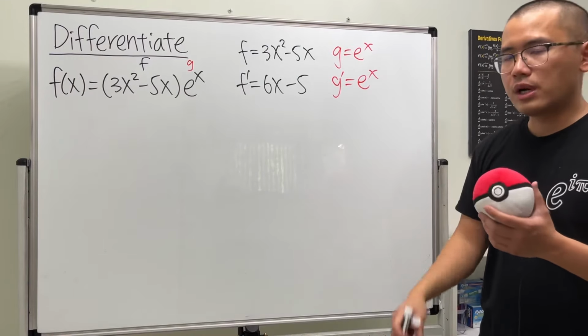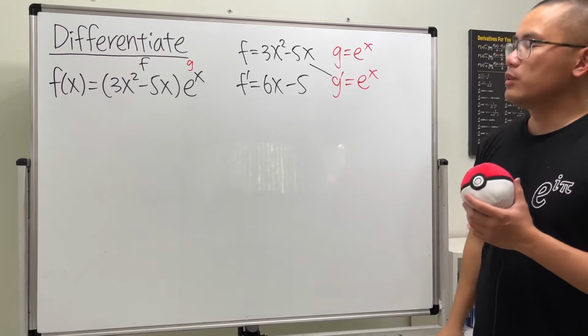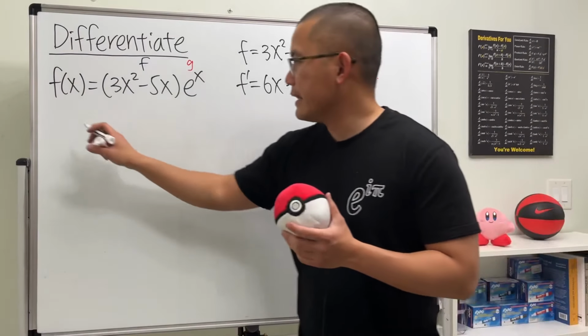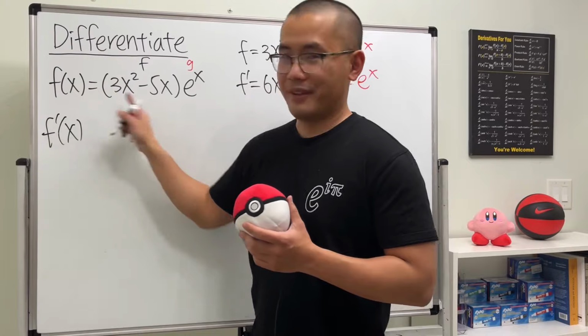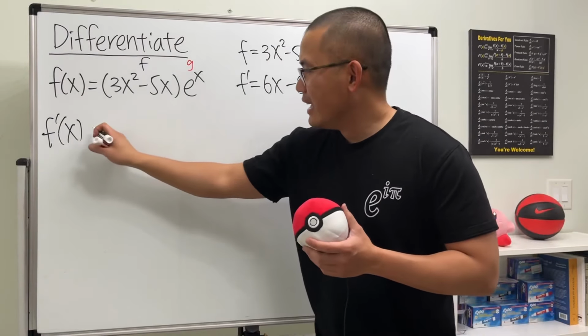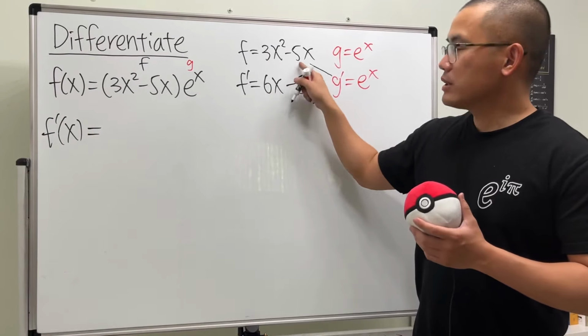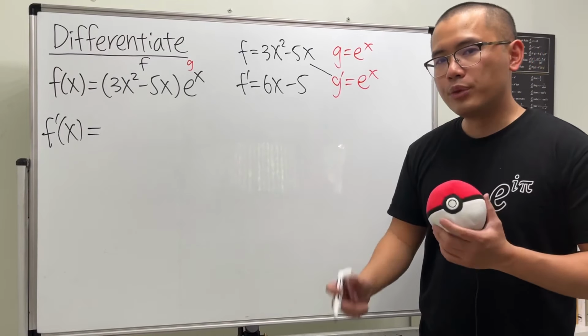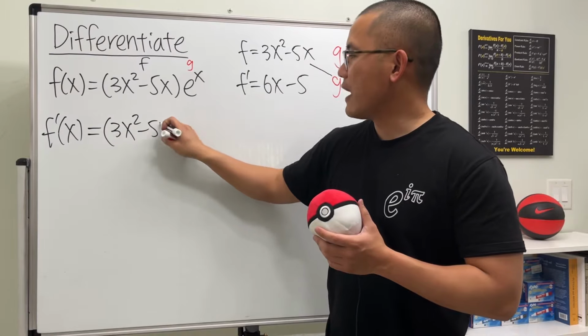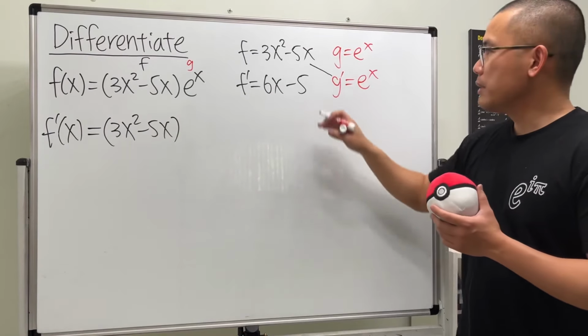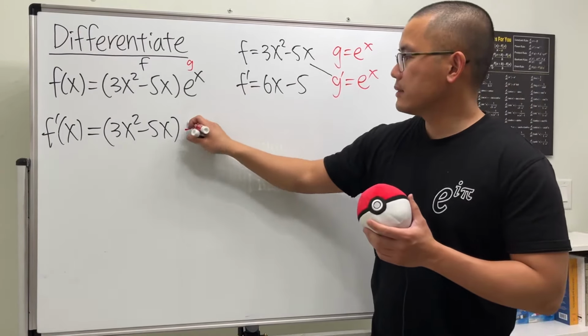Now we can construct our answer. This times this will be the first part of the answer. And that will be f prime of x. And this right here is for the whole thing, for the original equation. Okay, this has two terms, so be sure we put down a parentheses. We have 3x squared minus 5x, and we are going to multiply with e to the x.